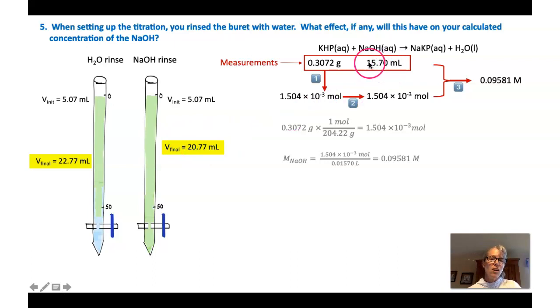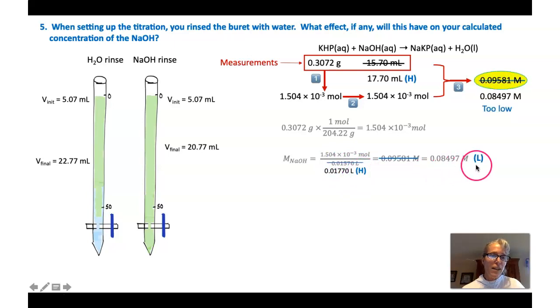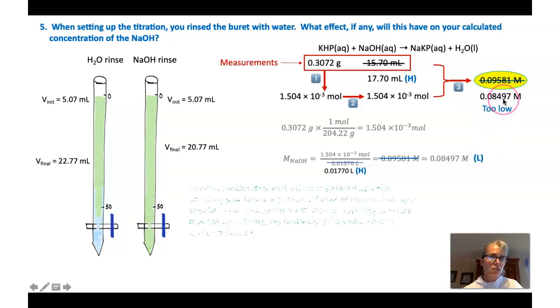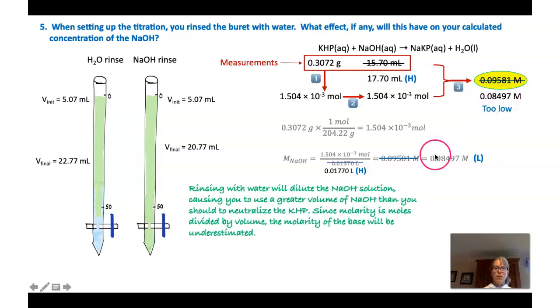So that means that our 15.7 milliliters that we should have, we're really going to have a bigger number. This is going to be too high. Well, how does that factor through in the calculations? It comes in when we calculate the molarity. Our denominator will be too big, which means our final answer will be too small. Okay, so our final answer will be an underestimation of that concentration.